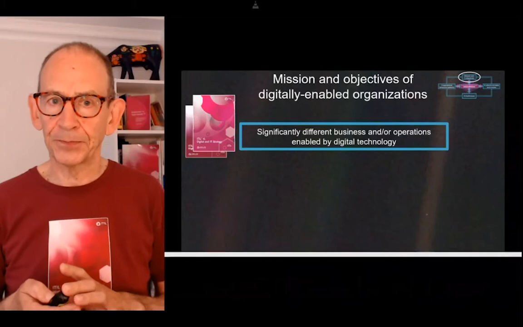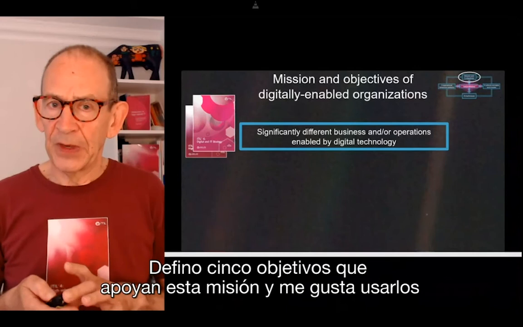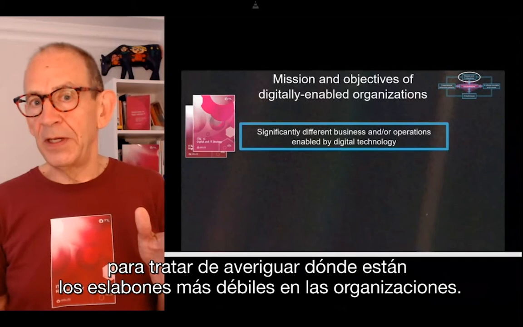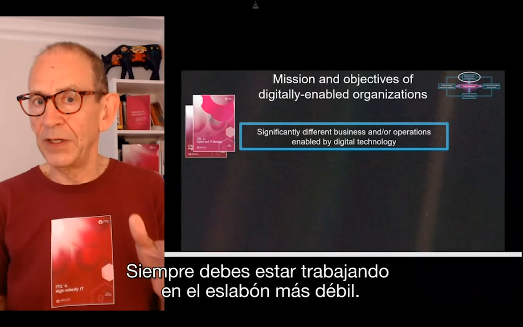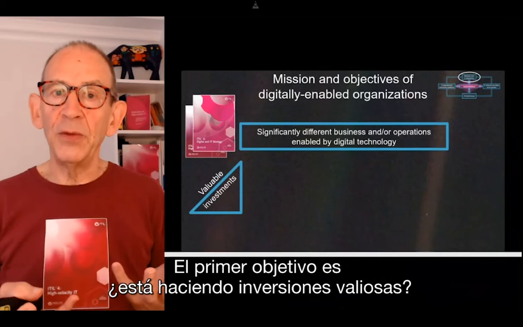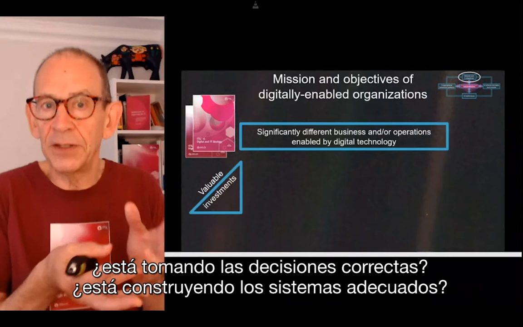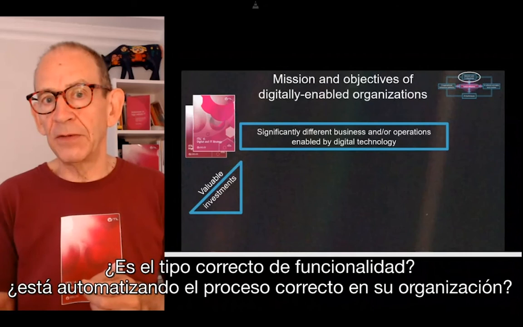I've defined 5 objectives that support this mission, and I like to use them to try and find out where the weakest link is in organizations, because that's really where you should be working. Always be working on the weakest link. The first objective is, are you making valuable investments? Are you making the right choices? Are you building the right systems? The right kind of functionality? Are you automating the right kind of processes in your organization? So valuable investments is the first one.